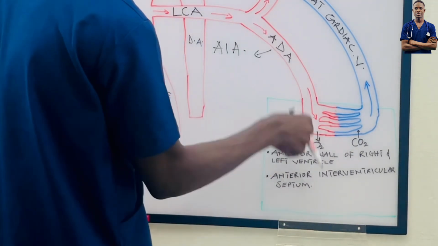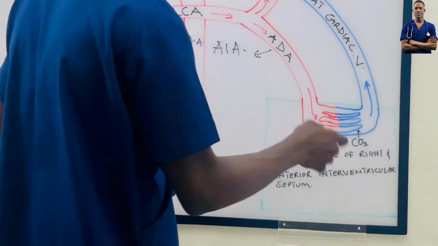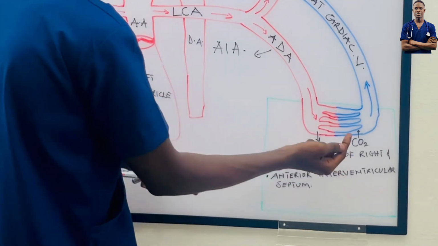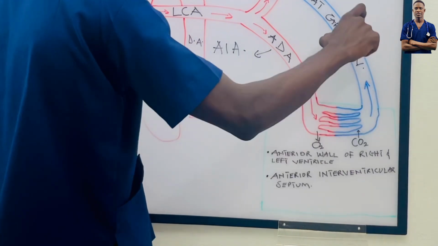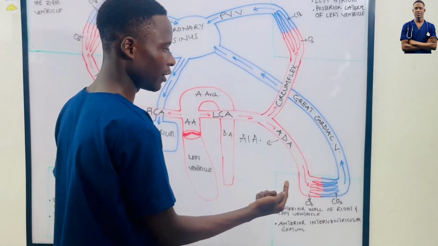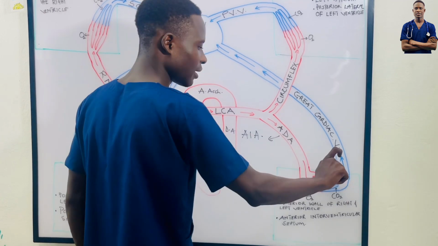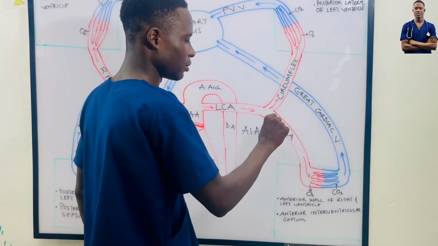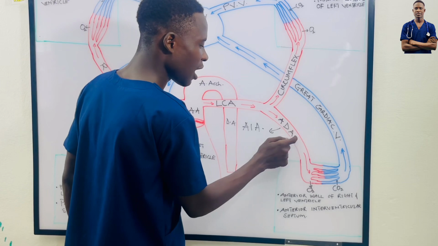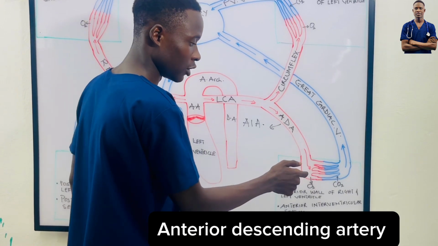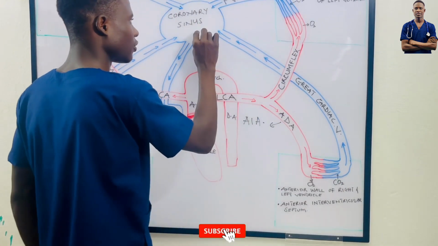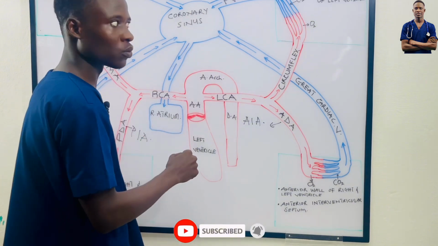Now, after the supply of oxygen, you understand? Deoxygenated blood will move to the coronary sinus through the great cardiac vein. So the great cardiac vein will take the blood from the anterior descending artery, you understand? And then it will send it back to the coronary sinus, and then the process will continue.